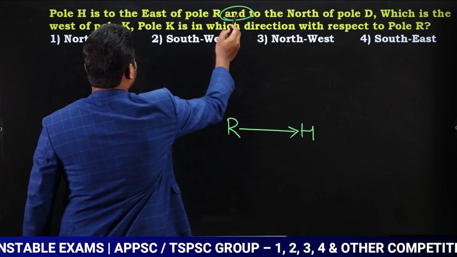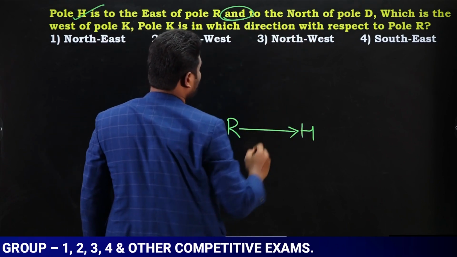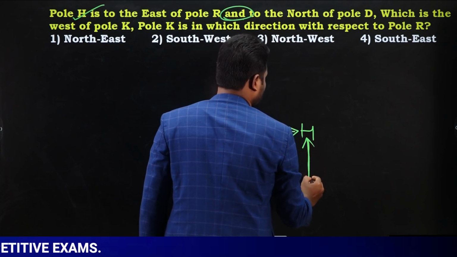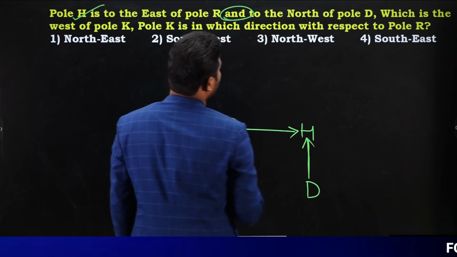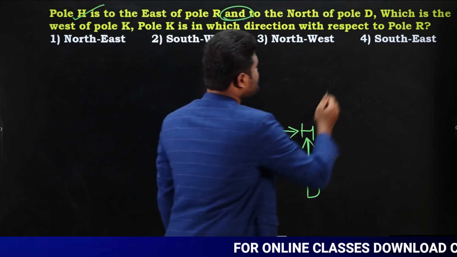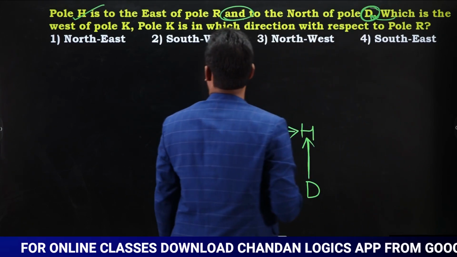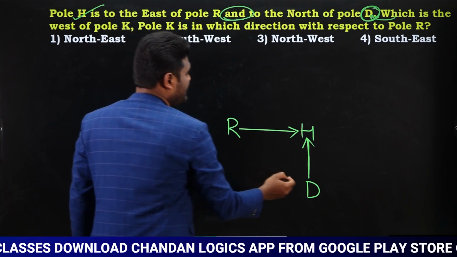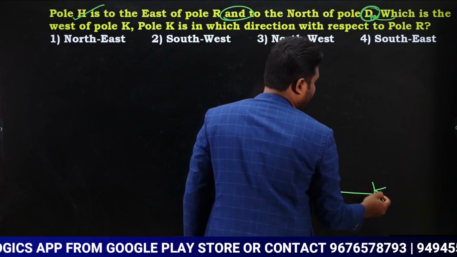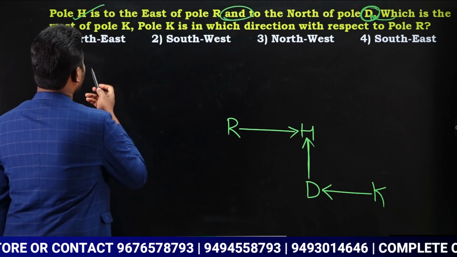Already I told you, "and" is nothing but the first person, yes or no? Which means pole H is to the north of pole D. Next, "which is to the west of pole K": I told you "which" is nothing but the preceding person, which is D. D is to the west of pole K. For pole K, west is pole D.